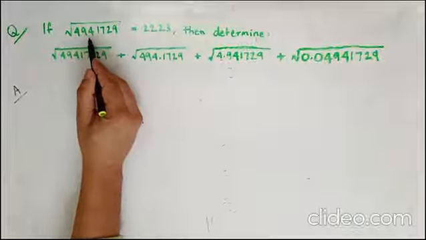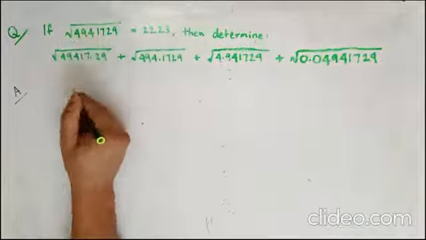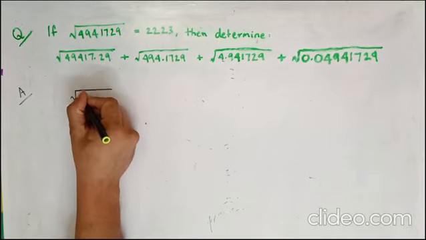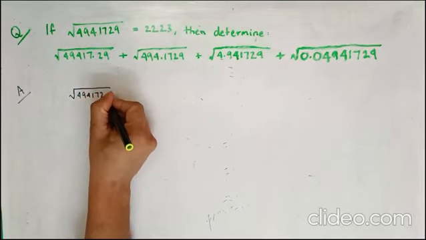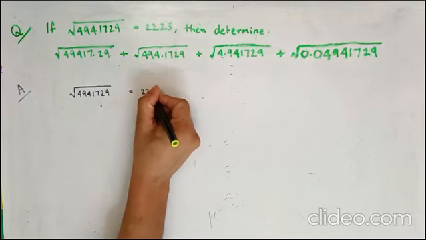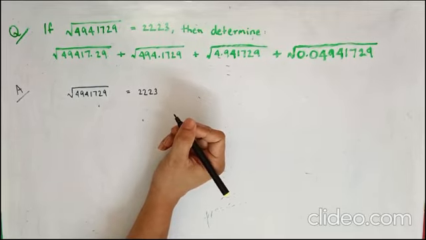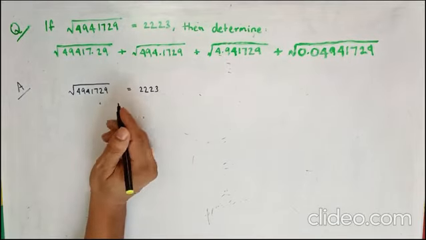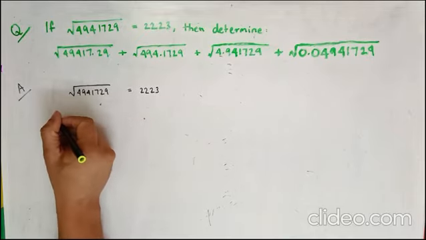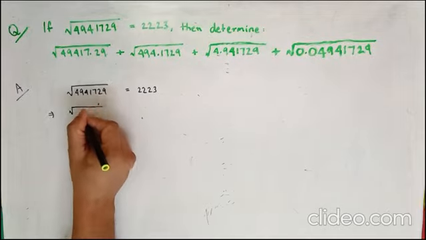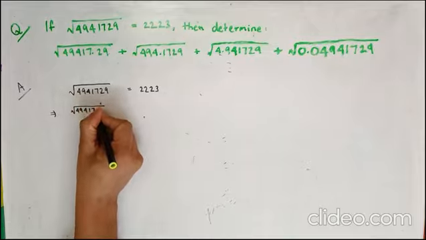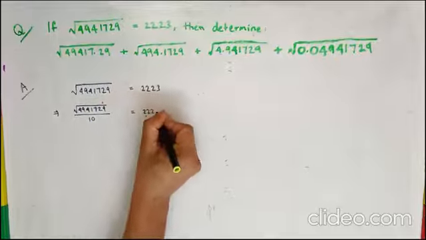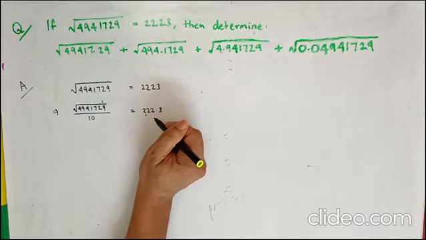We just write this same statement again. So, the square root of 4941729, as we know, is 2223. What we now need to do is to have both of these sides divided by 10, right? So when we divide the square root of 4941729 divided by 10, that gives us 222.3, right? This divided by 10 is 222.3.